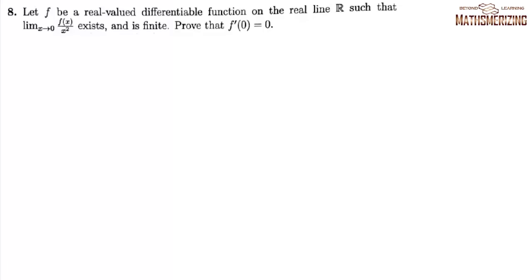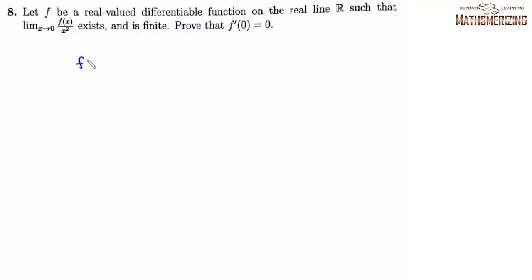Now question number 8 is, let f be a real valued differentiable function on the real line such that limit x tends to 0, f(x) upon x square exists and is finite. Prove that f dash 0 is 0. Now it is given that f is a differentiable function. So that means it is continuous also.